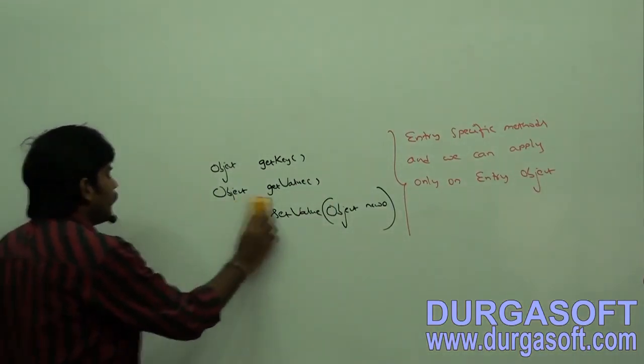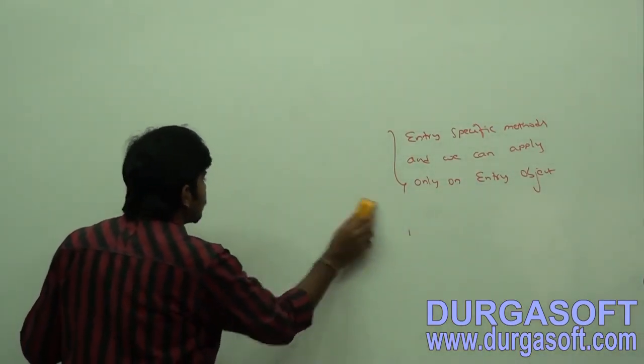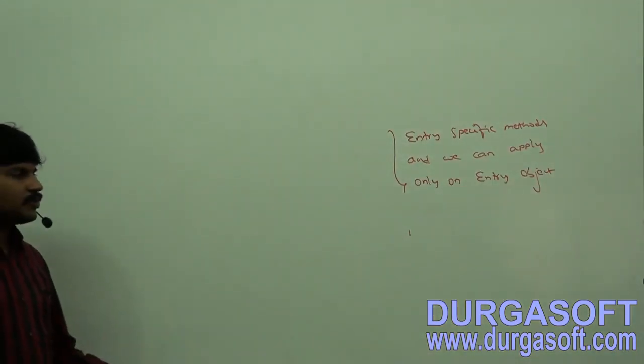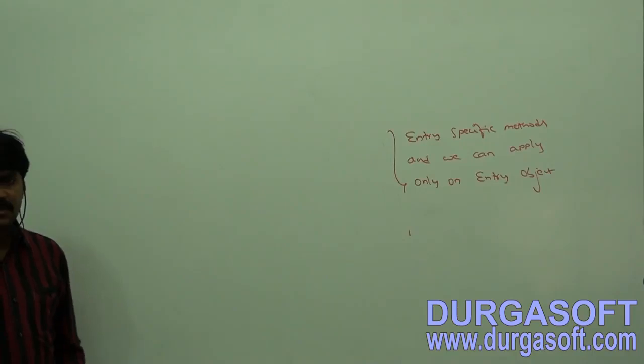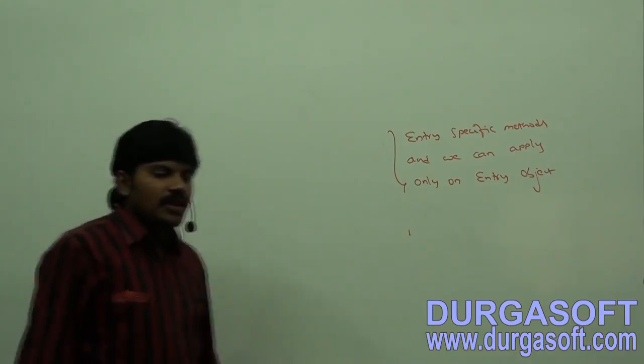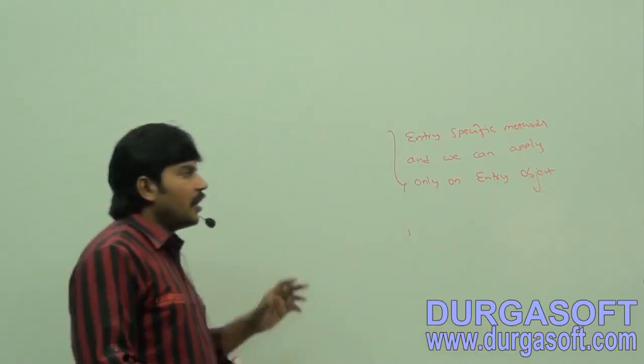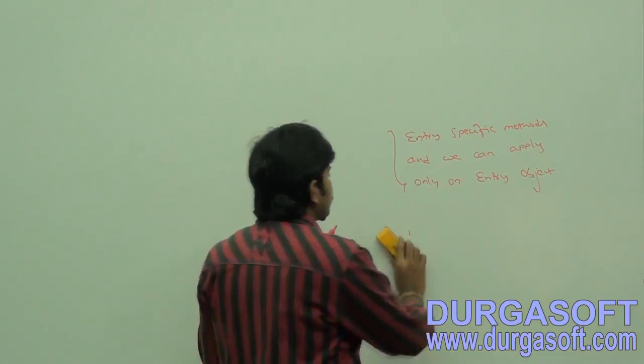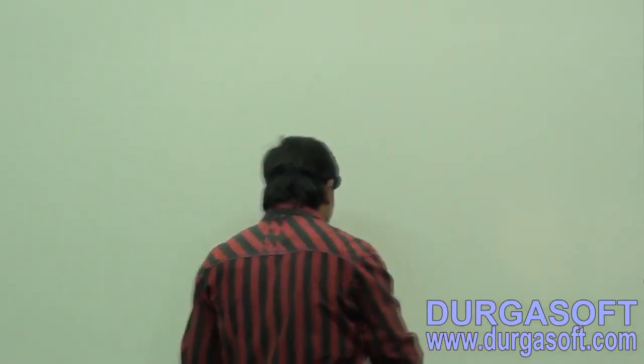Okay. Now, these methods, where we can apply all these, are related to the map. So map specific methods are nothing but these methods, right? Now, can you tell what is the first implementation class of map? HashMap. Add HashMap. Here the first point.